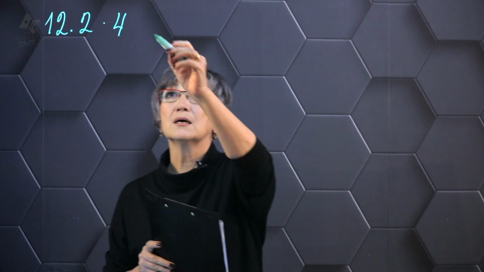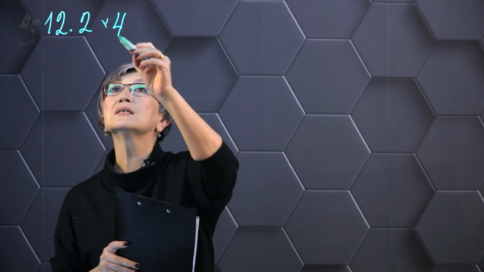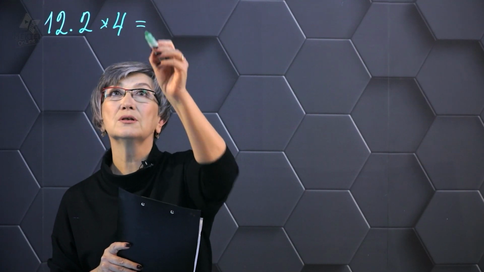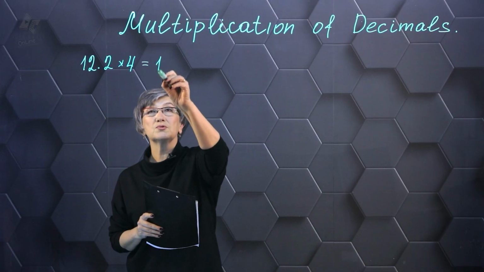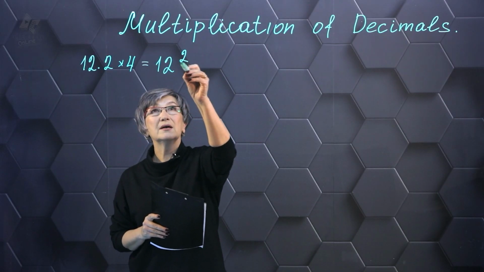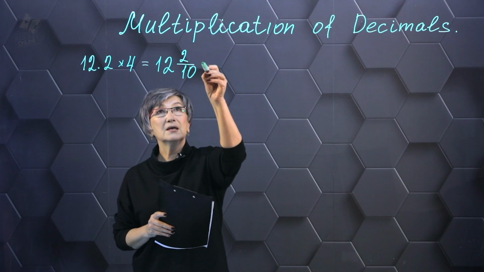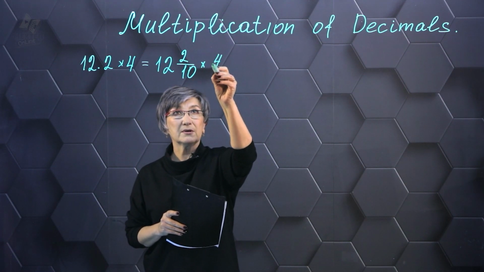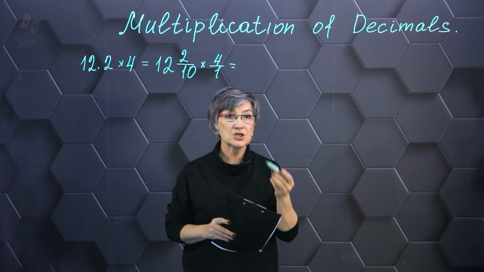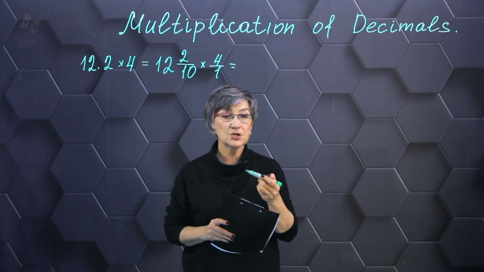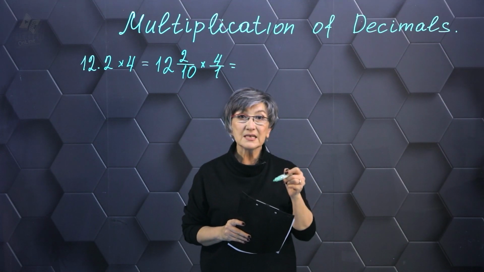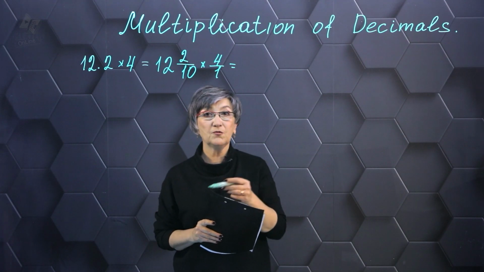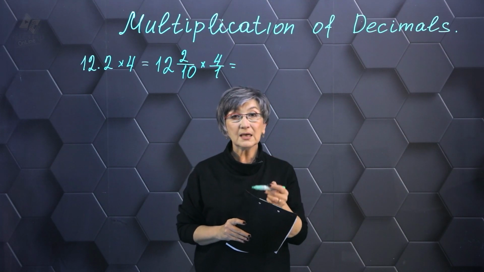So far I'm multiplying by a whole number. So how do you multiply 12.2 by 4? To multiply, you and I will convert 12.2 to an ordinary fraction. So that's 12 and 2 tenths. I have to multiply by 4. By the rule of multiplying a fractional number by a fractional number, I must be sure to convert the mixed number into an improper fraction.